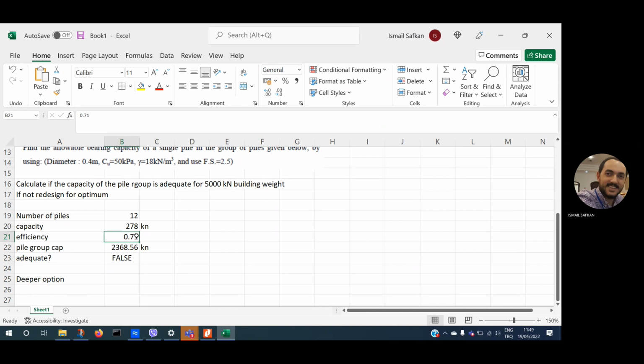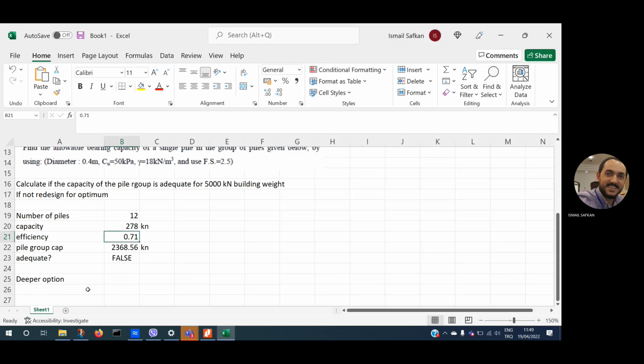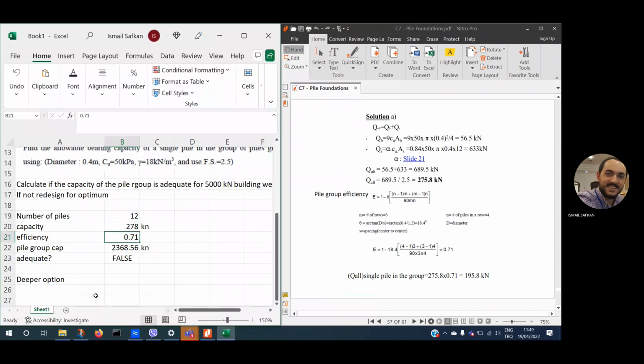As you remember, the efficiency does not change with deeper piles. If you have a deeper pile, the efficiency will remain the same because the formula, look at the formula, has no L parameter. Okay? So the efficiency will remain the same. The base reaction will remain the same. But I will input everything in here so that I will use it for the other design options.